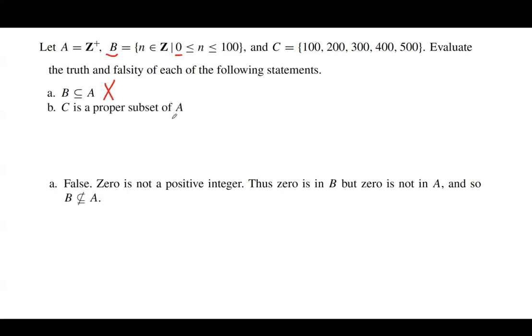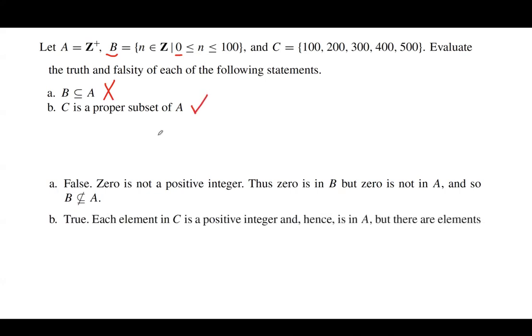C is a proper subset of A. C has 100, 200, 300, 400, and 500. Is C a proper subset of A? Well, this is a true statement. Remember the definition of being proper subset. Each element in C is a positive integer, and so is in A. But there are elements in A that are not in C. For example, 1 belongs to A and 1 is not in C. So C is a subset of A, but there is no possibility that they're equal to each other. So C is a proper subset of A.